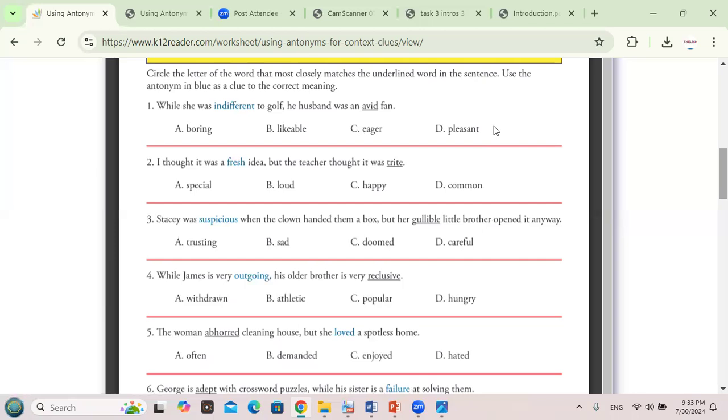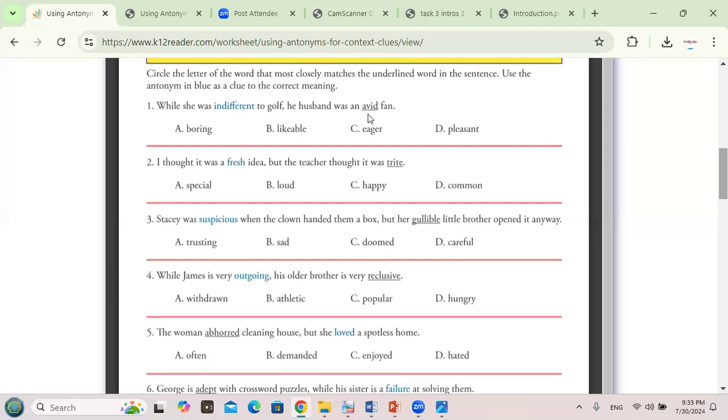He said one of the mistakes that students make, and apparently even teachers, is that you don't pay attention to the instruction. The instruction said circle the word that most closely matches the underlined word. And to be frank, I didn't give you time to read the instructions.